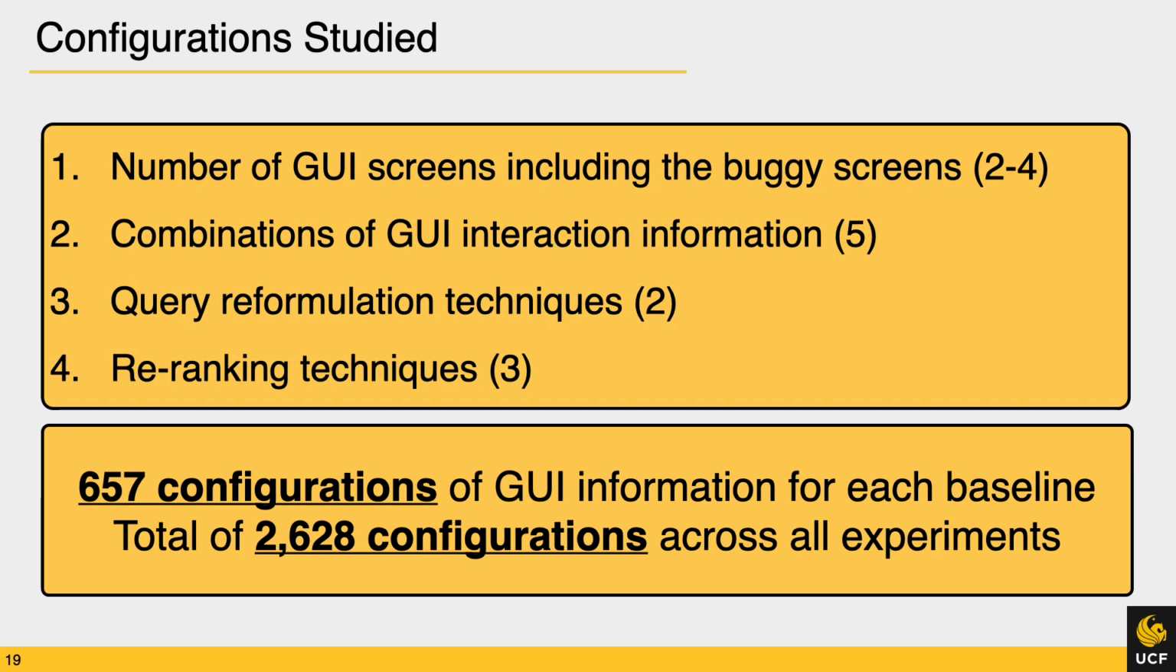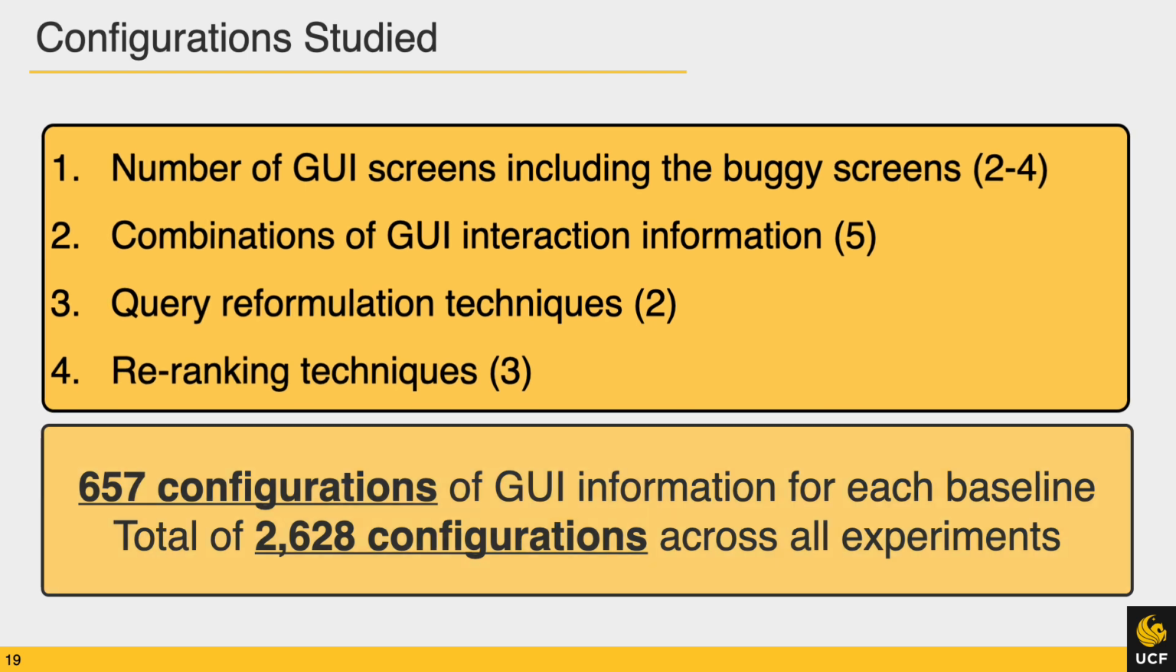We studied various configurations under 4 different parameters. We studied 2 to 4 GUI screens including the buggy screens. We used 5 different combinations of GUI interaction information. We used 2 query reformulation techniques, specifically query expansion and query replacement. We also used 3 re-ranking techniques, that is filtering, boosting and filtering plus boosting. In total, we used 657 configurations of GUI information for each baseline. As we use 4 baselines, we use 2628 configurations in total across all experiments.